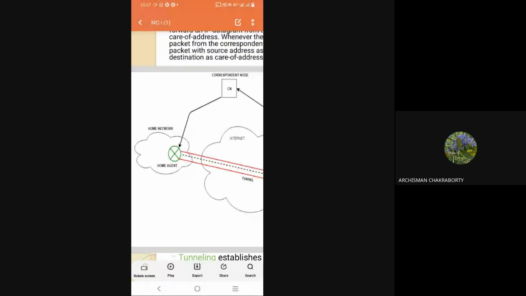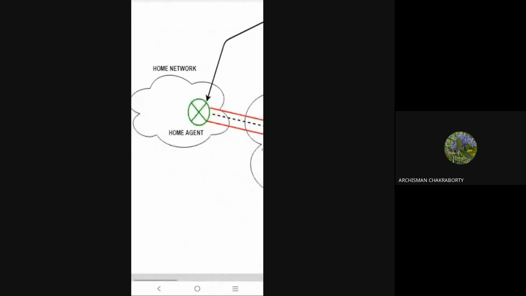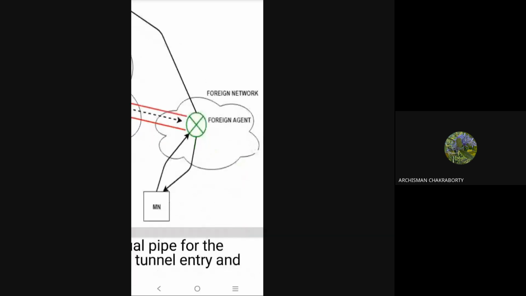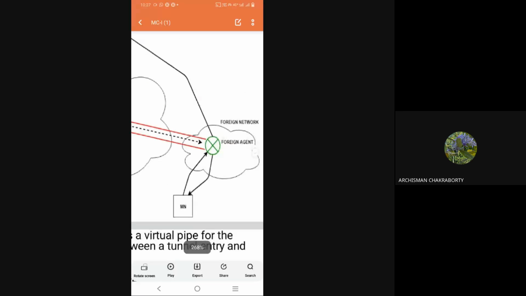If the mobile node is present in that network, the home network, there will be no problem for the home agent. The home agent will deliver it directly. But unfortunately, the mobile node is traveling to here. You see, MN. MN stands for mobile node. The mobile node is not present in the home network. Now it has come to the foreign agent, the foreign network.